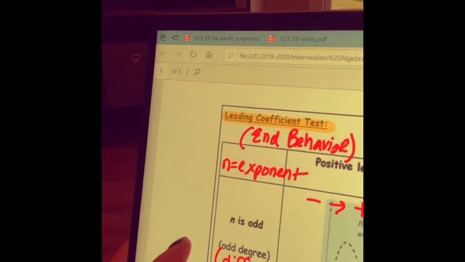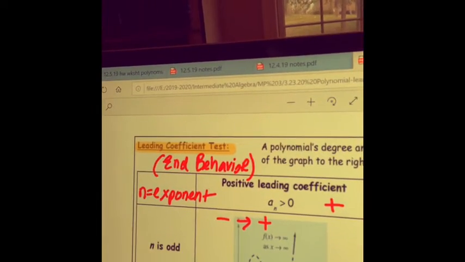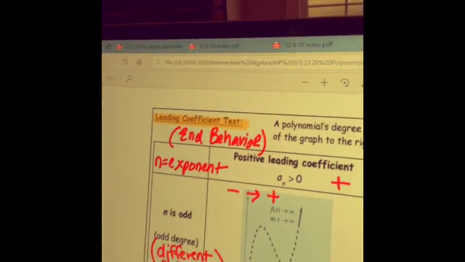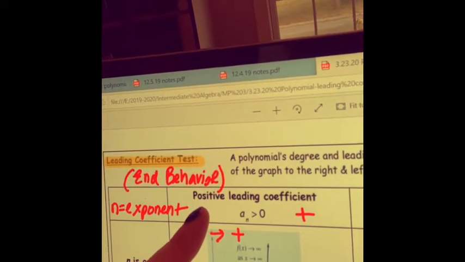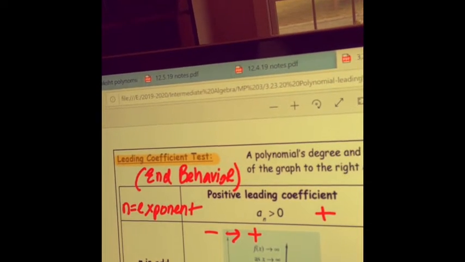If you look along the first row, that is when your exponent is odd. If the exponent is odd, that tells us that the end behavior, or the arrows, are going to be pointing in different directions. Looking at the columns here, the first column is a positive leading coefficient. If it's a positive leading coefficient and the end behavior is in different directions, that means it has to end positive. So if it ends positive on the right-hand side, you know the arrow's going up. On the left-hand side, you notice the arrow's going down.